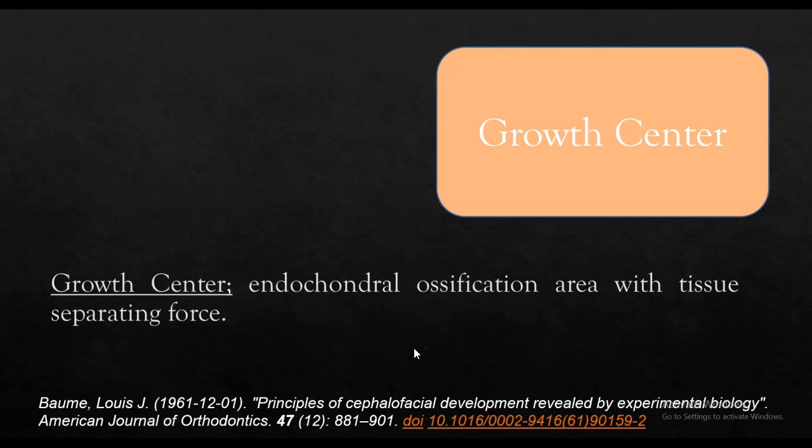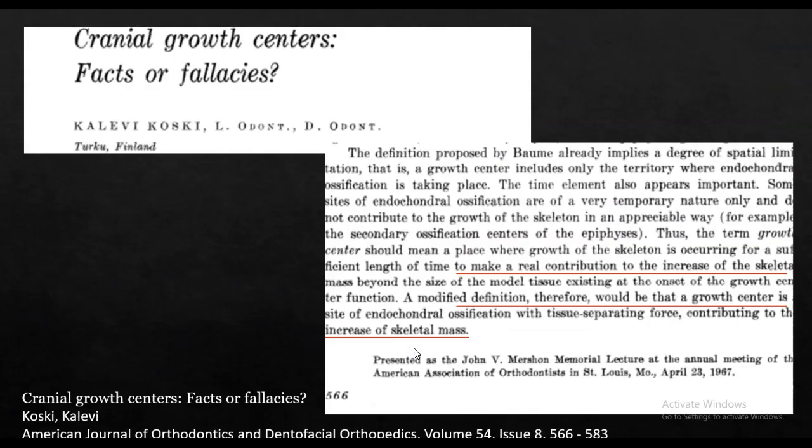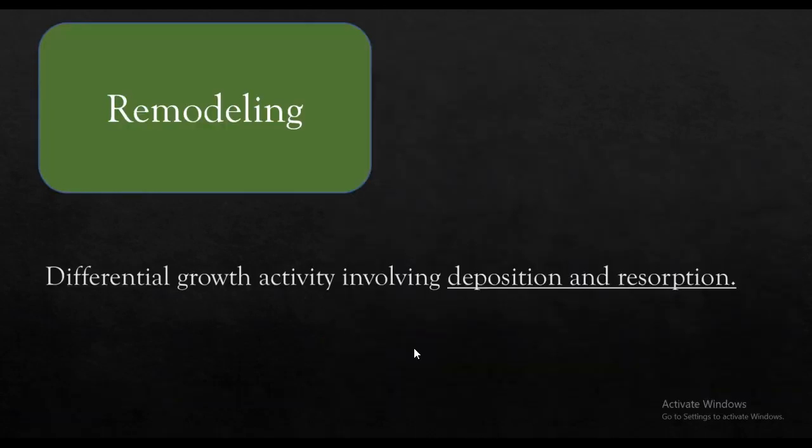Bohm described the growth center as an area in which endochondral ossification occurs with a huge growth contribution to the bone mass. Some years later, Koski revised the definition as an area in which endochondral ossification is serving for a sufficient length of time, resulting in a huge growth contribution, increasing the bone mass. Remodeling is defined as differential growth activity involving deposition and resorption.